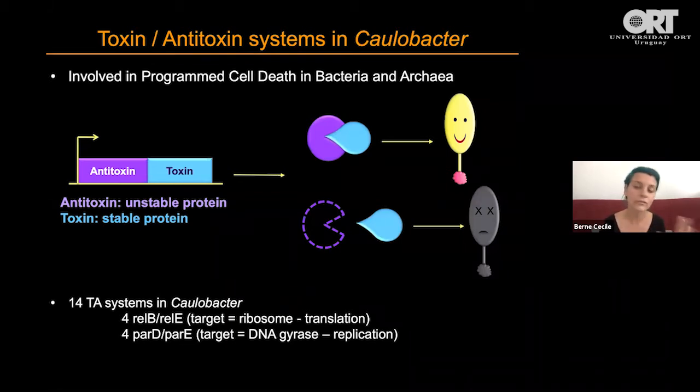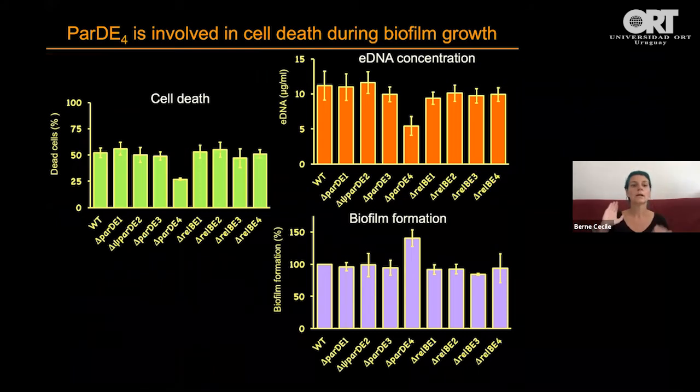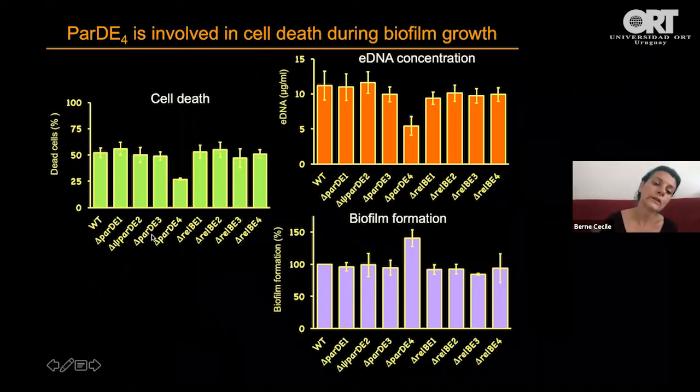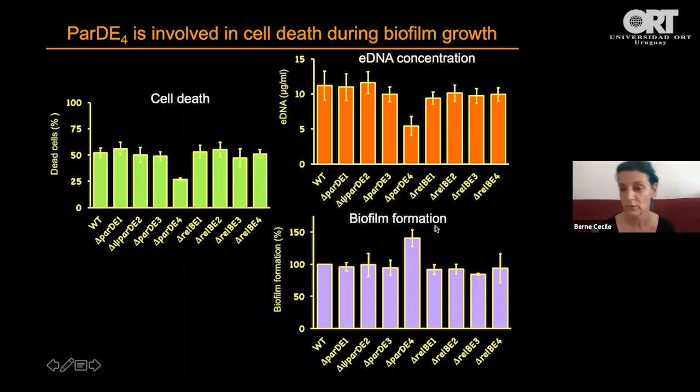So in Caulobacter, there are now 14 toxin-antitoxin systems that have been identified. They haven't been characterized, but identified. And so far, we are just going to talk about 8 of them. So what we did, we made a mutant for each single one of those 8 toxin-antitoxin systems, and we grew them in biofilm, and we looked at the amount of cell death, the amount of eDNA concentration released in those biofilms, and the amount of biofilm formed.